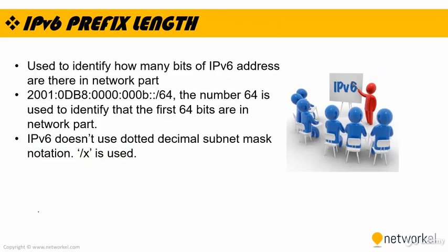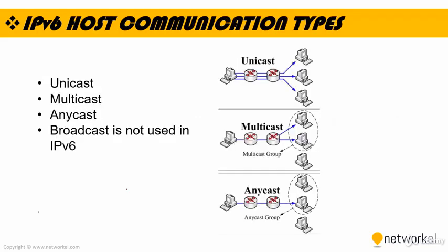Let's take a look at the IP version 6 prefix length, which is used to identify how many bits of the IP version 6 address are in the network part. As you can see, we have the number 64, which identifies that the first 64 bits are in the network part. IP version 6 doesn't use dotted decimal mask notation. We just use the /x notation instead.